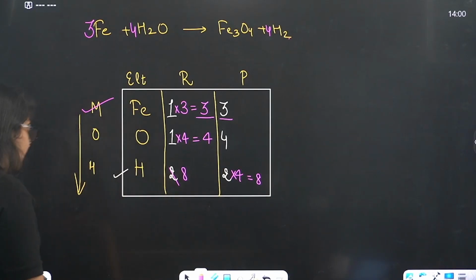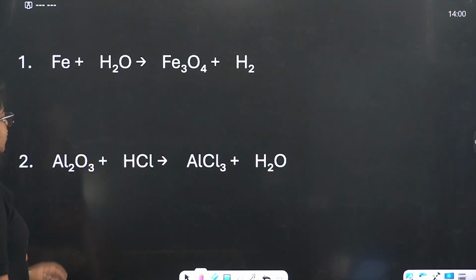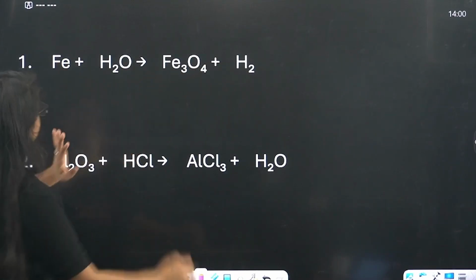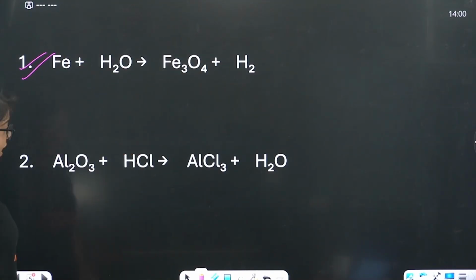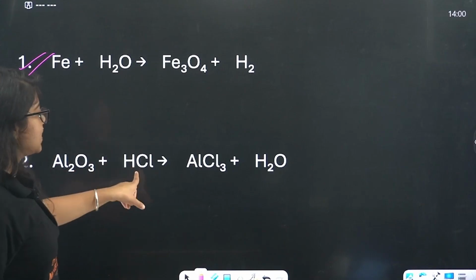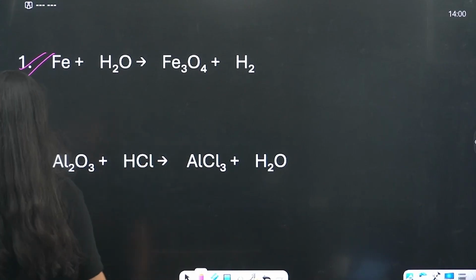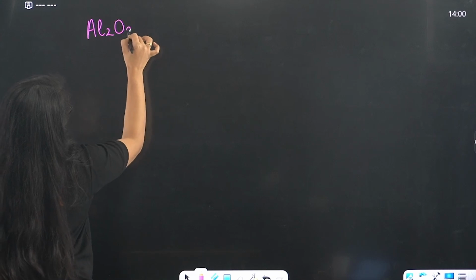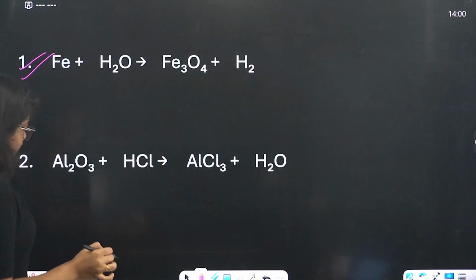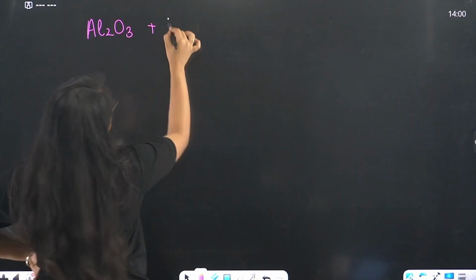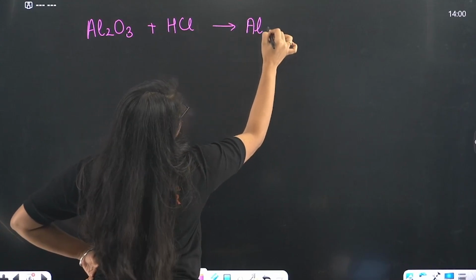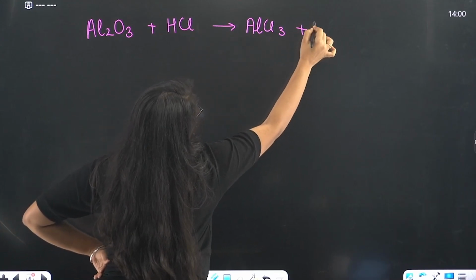Done. Let's do some more examples in which we have non-metals as well. Okay. Iron plus H2, this is done. Next, we have Al2O3 plus HCl giving AlCl3 plus water. Let me write it again: Al2O3 plus HCl, it will give AlCl3 plus water.